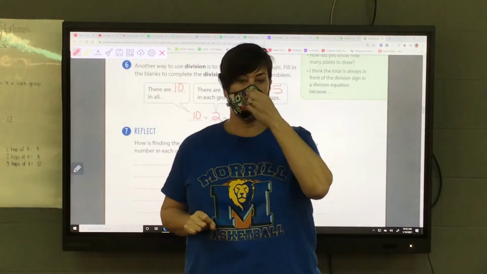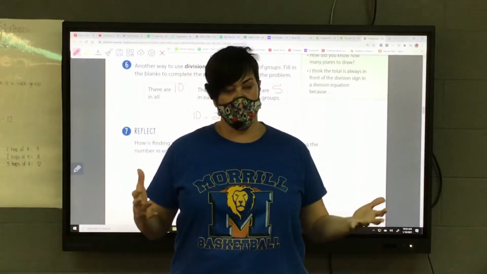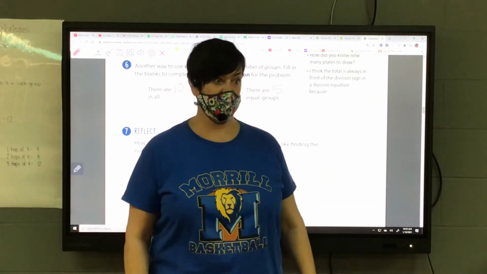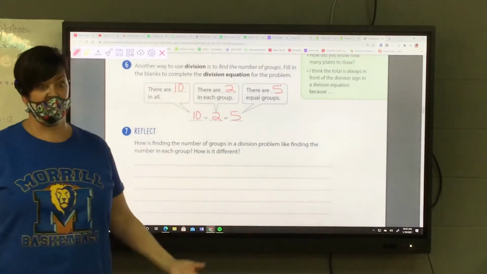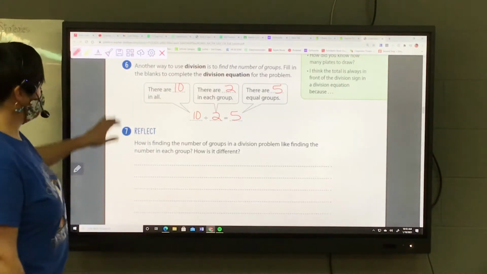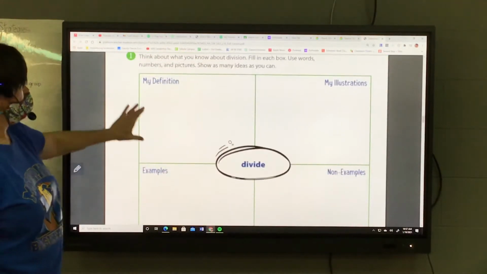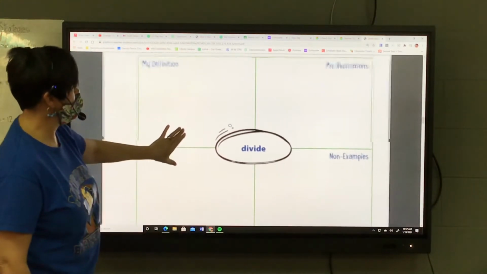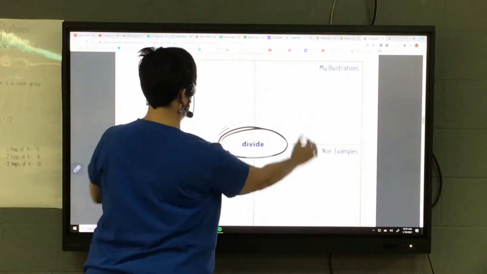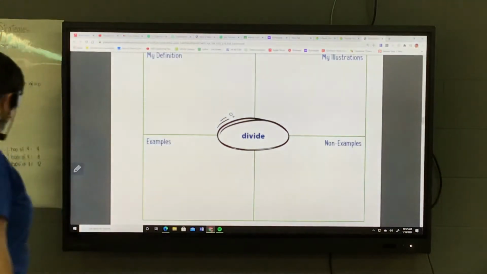Okay? There's another way to do division. When you get older, there's more difficult ways to do division and multiplication and even addition and subtraction, because you start working with negative numbers and positive numbers. Okay. We're going to skip 7. Let's go on to this page that has the 4 quadrants on it with the word divide right in the middle.